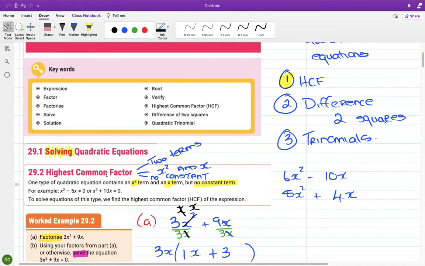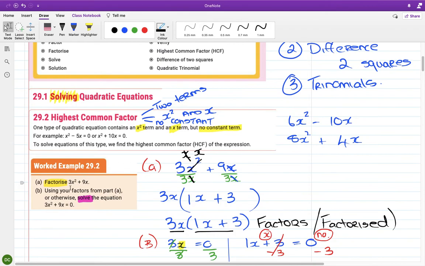So highest common factor, it's the first of the quadratic equations. You need to be able to recognize it. You recognize it because it has two terms. Those two terms will be the x squared term and the x term. There will be no constant term. So once you've established that it's the highest common factor, you find that factor. So what number divides into 3 and 9? 3. And what letter is common between x squared and x? The common letter is x.